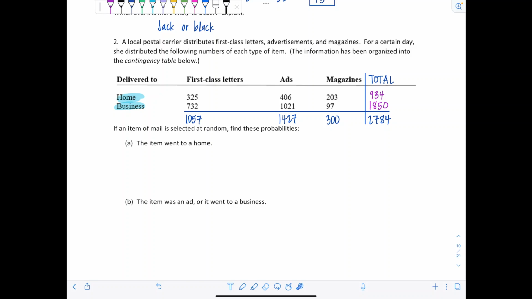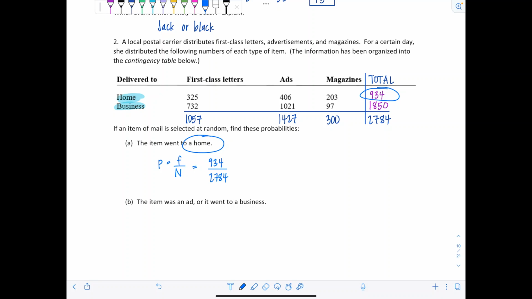Let's see, the first part says, if an item of mail is selected at random, find the probability that it went to a home. Okay, so again, we're just gonna do probability is, your book loves writing F divided by N. So how many home pieces of mail were delivered? There were 934, right? We don't care if it was first class, ad, or magazine. So 934 divided by the total, 2,784.